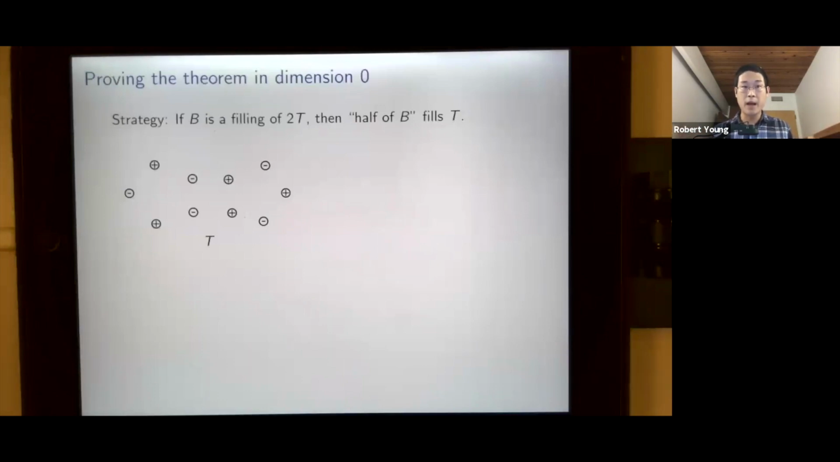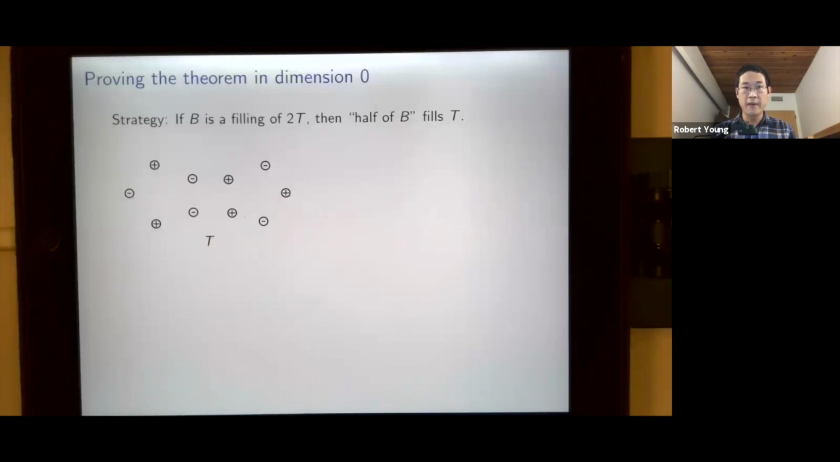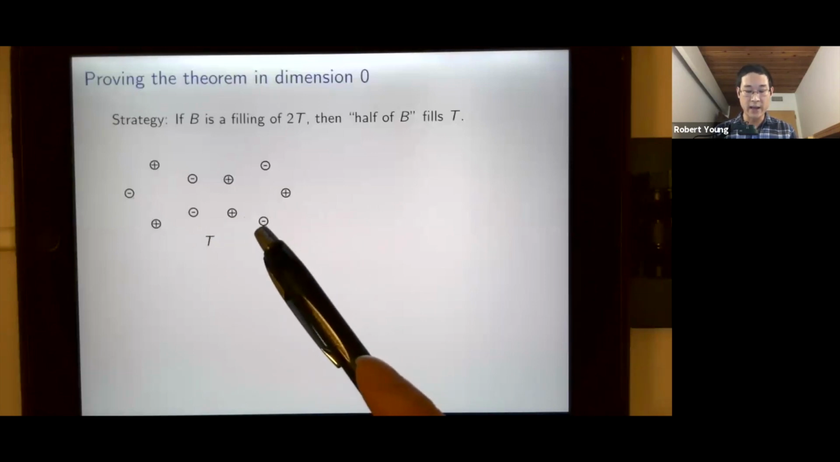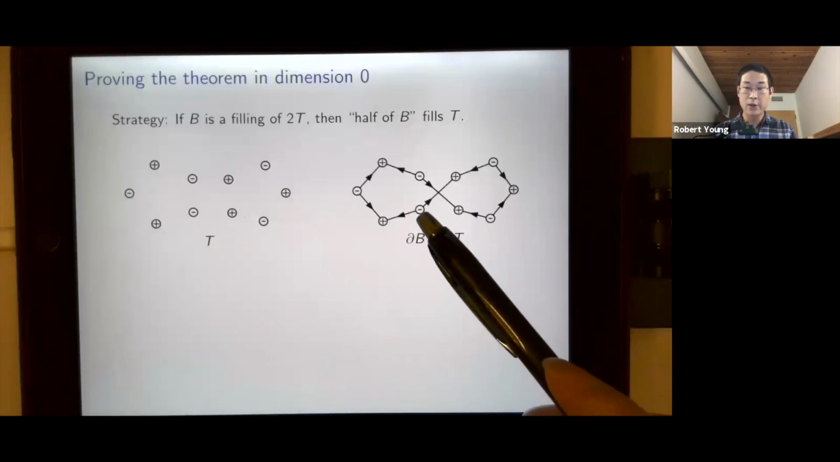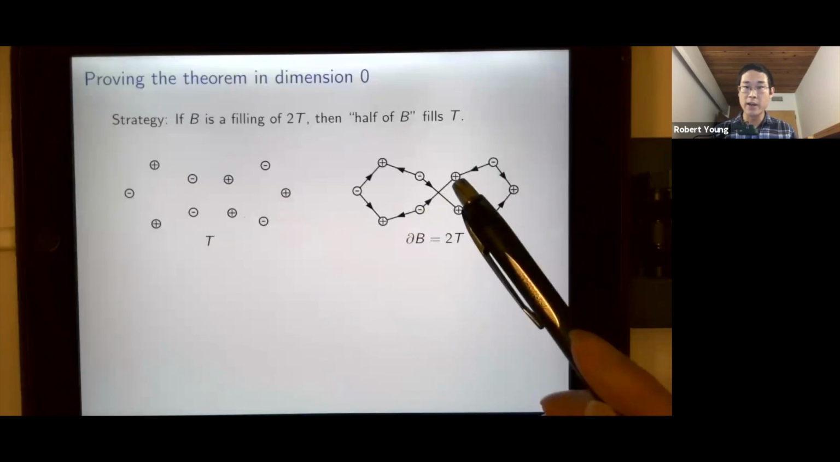The easiest example to see is in dimension 0. If you have a 0 chain, that's a collection of points with positive signs and negative signs. A filling of a 0 chain is a collection of arrows where you have an arrow coming out of each minus and an arrow going into each plus. So a filling of twice this 0 chain is going to look like this. You're going to have 2 arrows coming out of each minus and 2 arrows going into each plus.